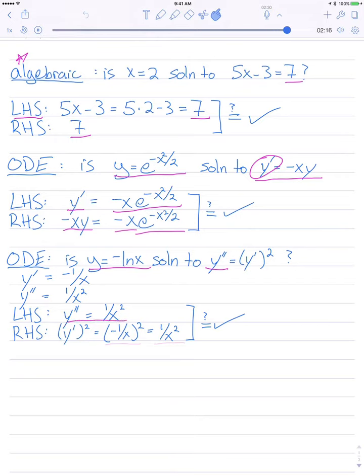Then I evaluate the right-hand side. Right-hand side is y prime squared. That's negative 1 over x quantity squared, which is 1 over x squared. Left-hand side equals the right-hand side, so we're good to go. This is indeed a solution to the differential equation.